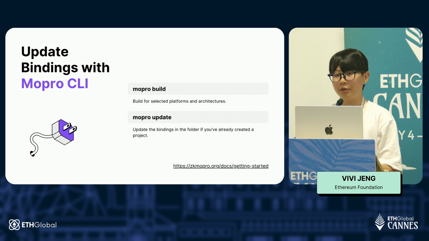And after you update the circuits and also customize the function, you need to run Mopro build again to update the bindings for your platform. And then you can use Mopro update to update these bindings in the folder you generate, where you want to build. For example, the Expo or Android Studio.